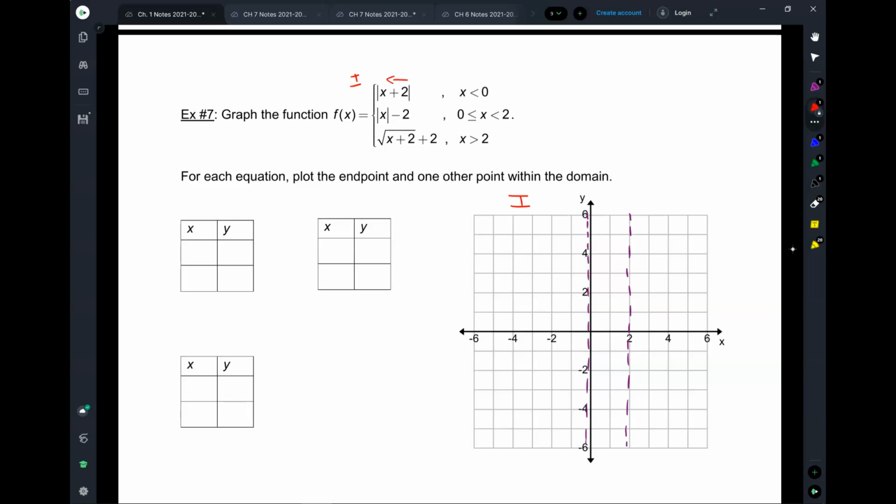So the first one I'm going to plug in here is x is 0, and I'm going to get y equals 2, and I'm going to put an open circle there, correct? And I already knew that the vertex was going to be over here. So maybe now I'll plug in, I don't know, a -4.